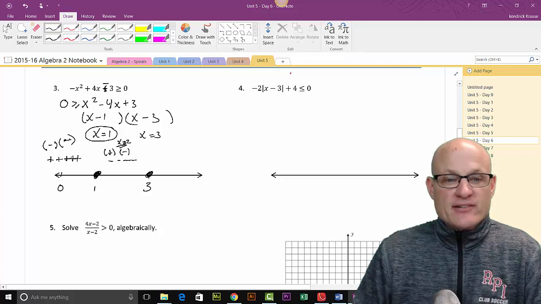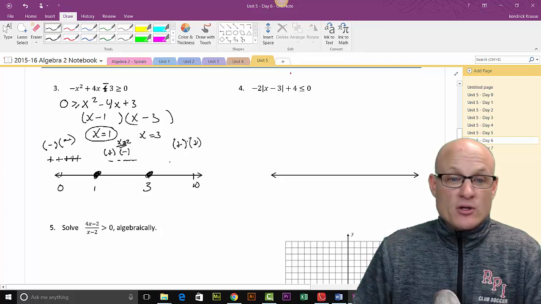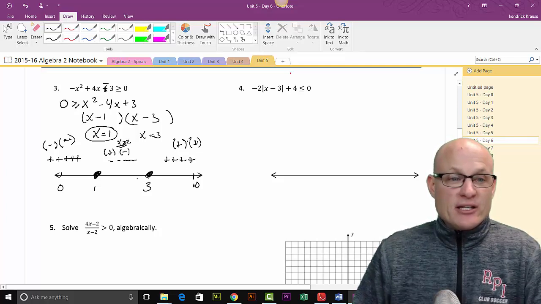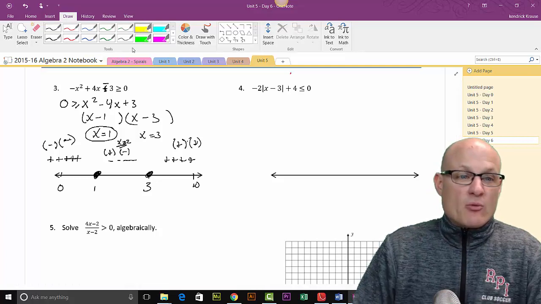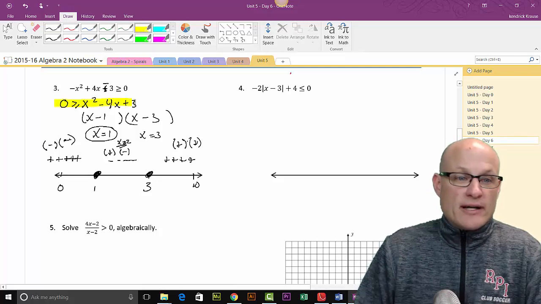And then if I plug in, let's say 10. 10 minus 1 is 9, which is positive. And 10 minus 3 is 7, which is positive. So positive times positive is positive. So it's only negative in between these. Now, let's take a look to see what I want. Be careful. This is what I want now.